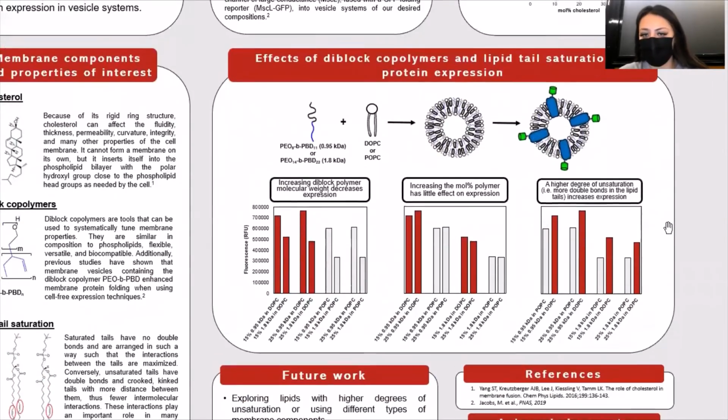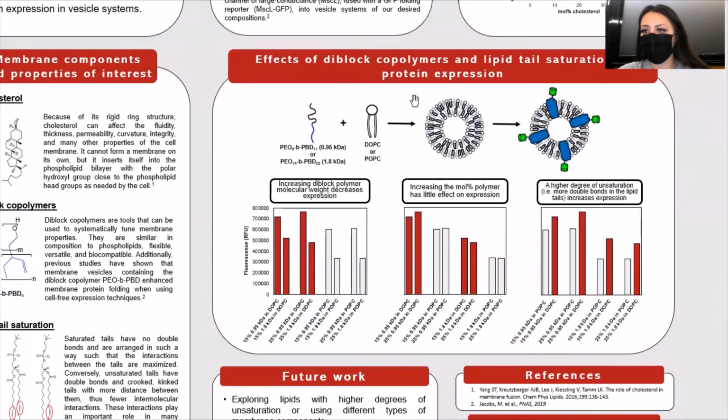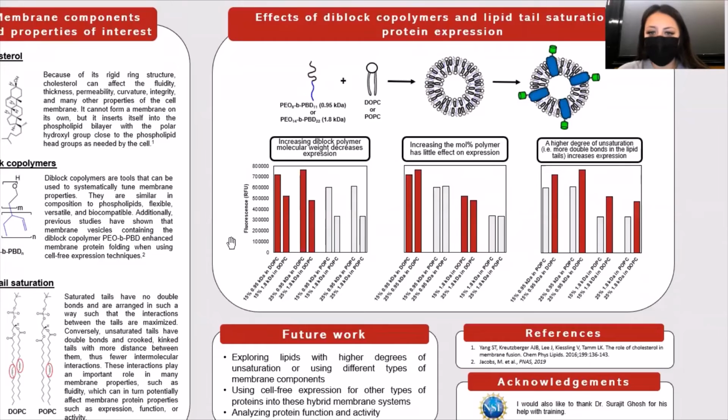Next, I'll move on to the block copolymers. We run these experiments in the exact same fashion. The only difference is I'm using a 0.95 kilodalton polymer, which I'll call the short polymer, and a 1.8, which I'll call the long polymer. All of the data here is the same data, just represented in different ways for different comparisons.